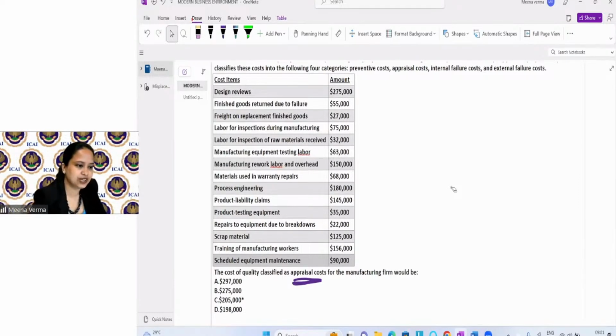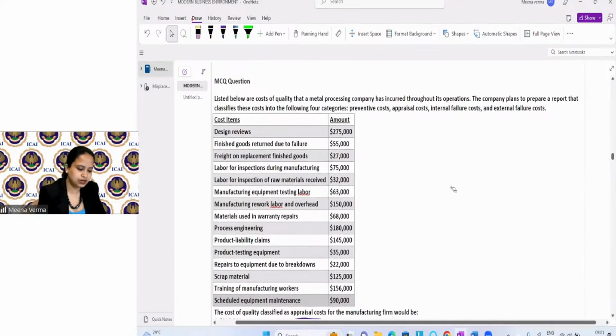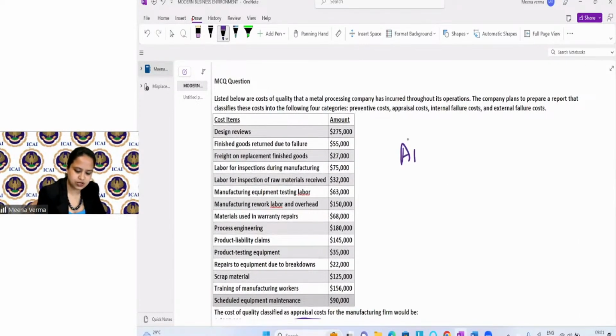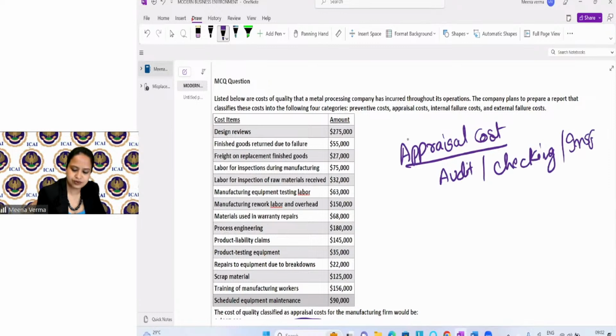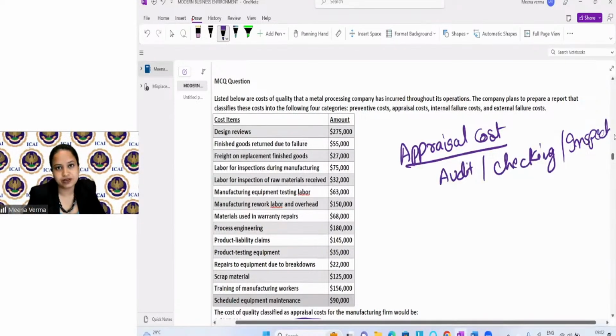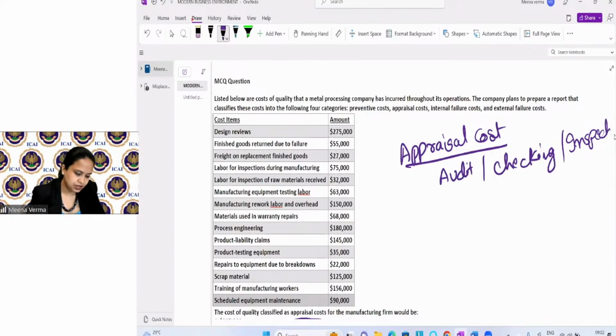So appraisal means checking, right? What do we have to do here? You have to find the appraisal cost. Appraisal means audit, checking, or inspection, right? These costs will be coming here. Audit, checking, inspection, right? Design review. Finished goods returned due to failure will not come here. Inspection will come here. Inspection of raw material will come here. Testing labor will come here.